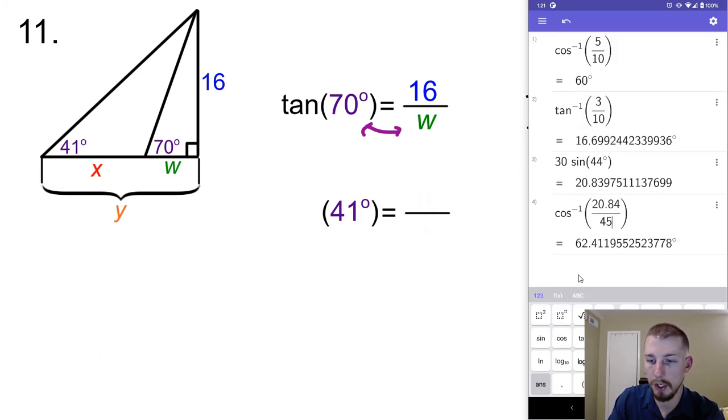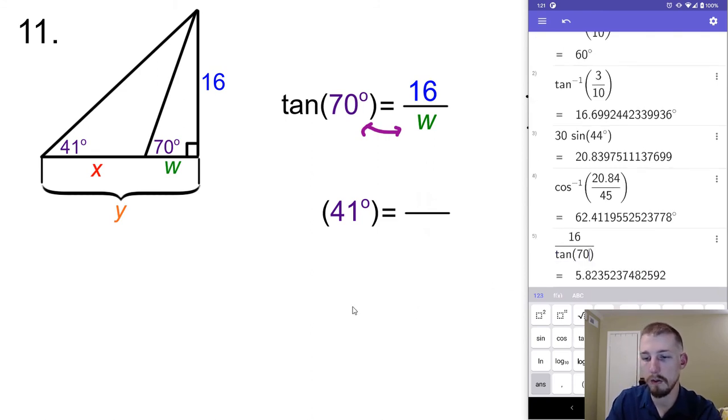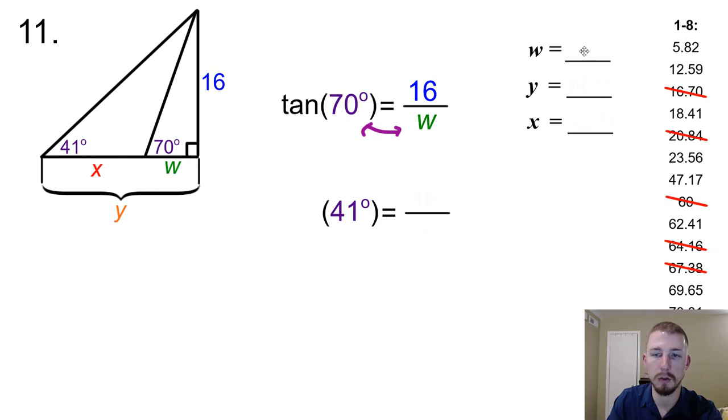So I'm going to put it in as 16 divided by, let me do the fraction button first. So 16 divided by tangent of 70, which is 5.82. So w is equal to 5.82, and we can cross that off on our answer bank as well, so we make sure we did it right.